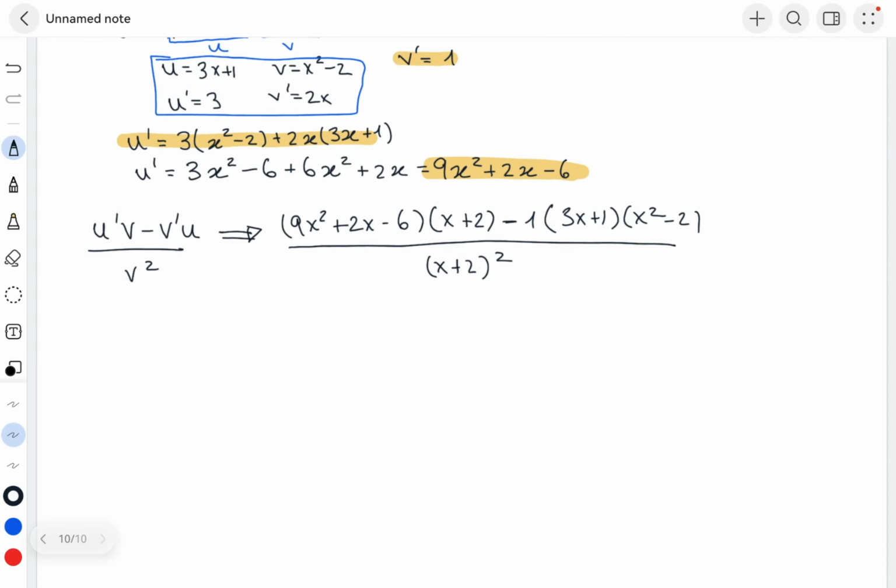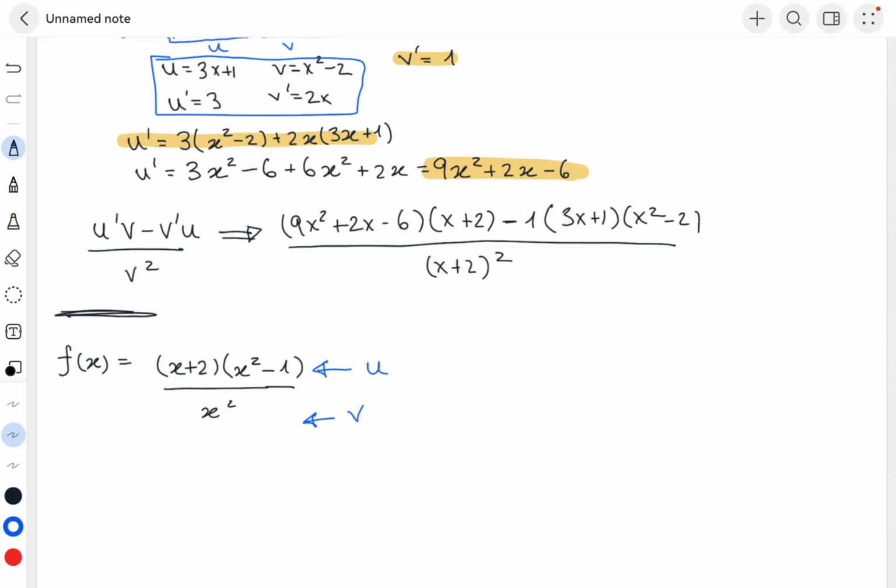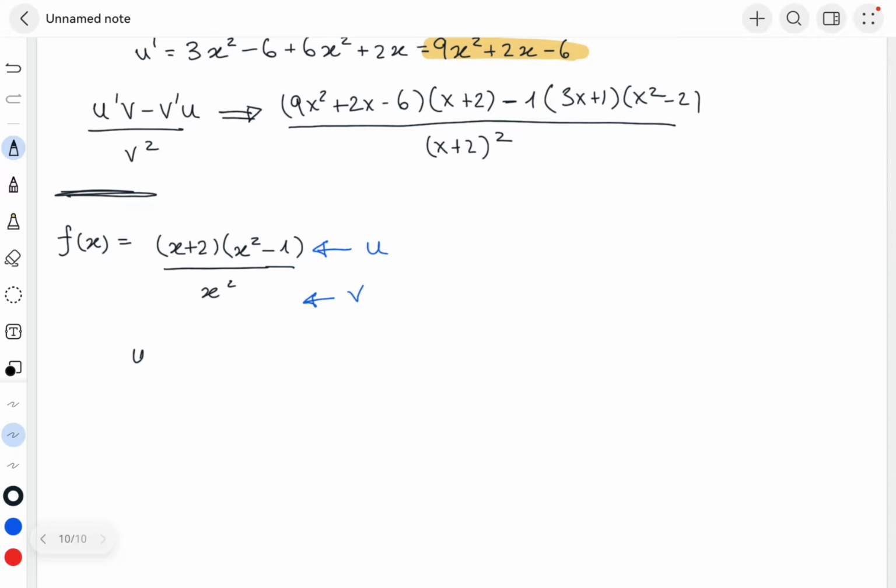Now let's do one more example. We'll do the same thing we did before. We take this to be u and this to be v. u is equal to (x plus 2)(x squared minus 1), and v is x squared. We start by doing the derivative of v since it's easy. Derivative of x squared is 2x.